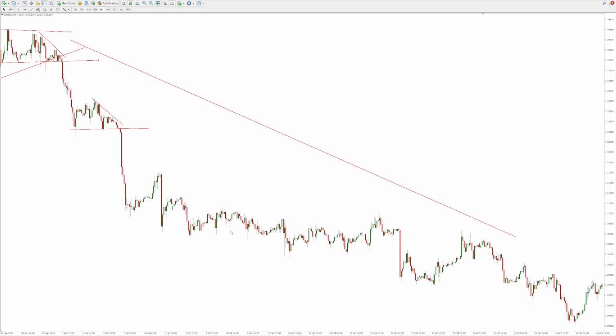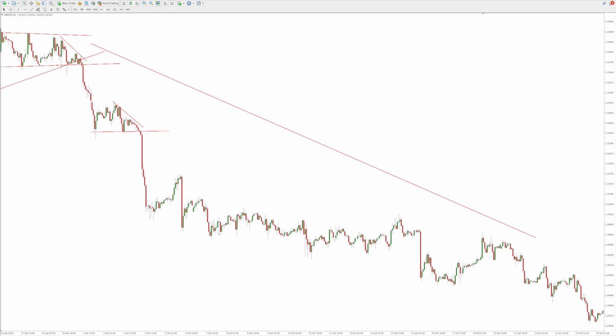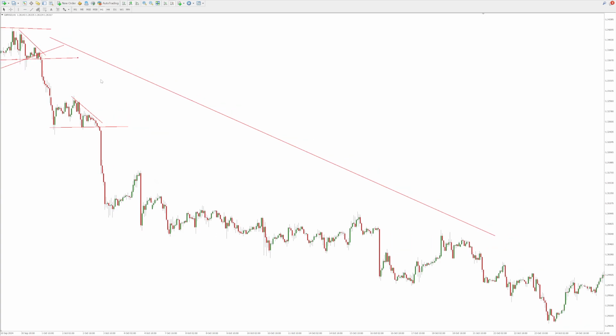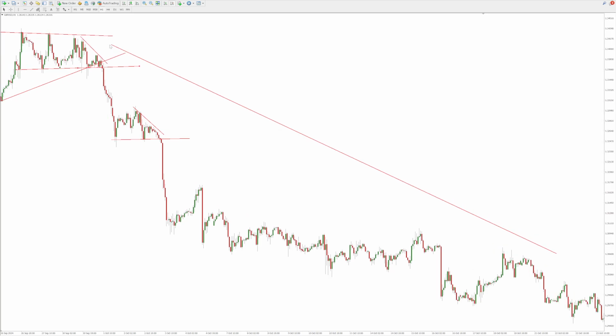With trendline trading, I want to stay out of choppy waters like this. Okay, I'm just looking for nice, clear trends, ideally as early as possible.